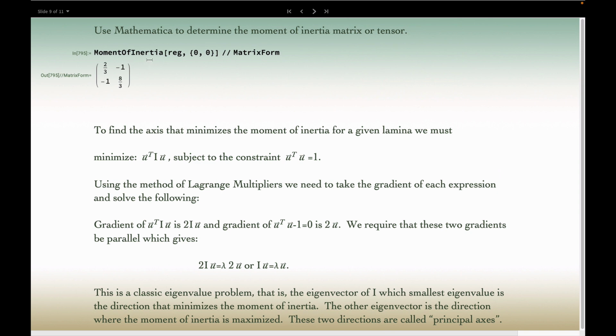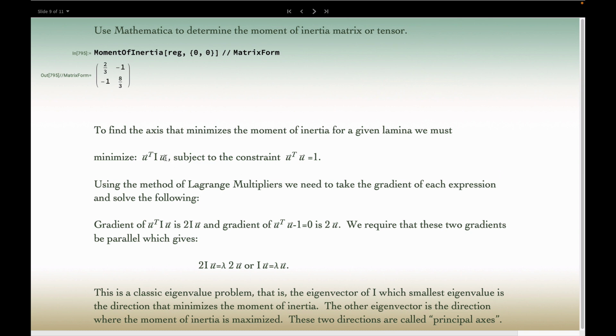Again, Mathematica can compute moment of inertia matrices as such. Now, suppose we want to find the axis that will minimize the moment of inertia for a given lamina. Well, to do that, we need to minimize this quadratic form. What we're changing here is the direction u that makes this a minimum. And we have a constraint in this problem in that u should be a unit vector.